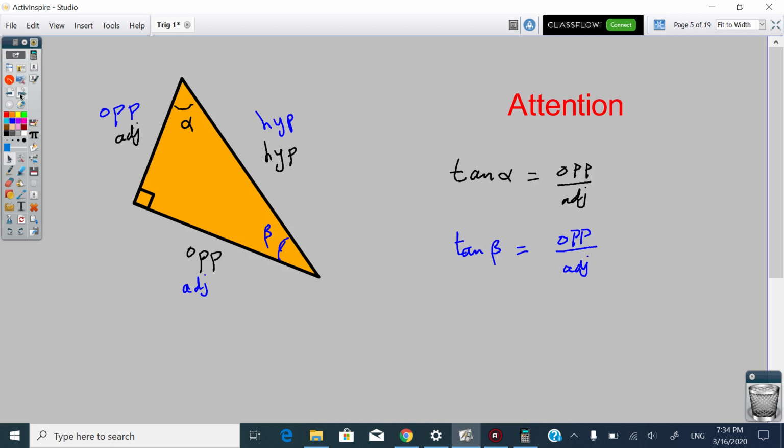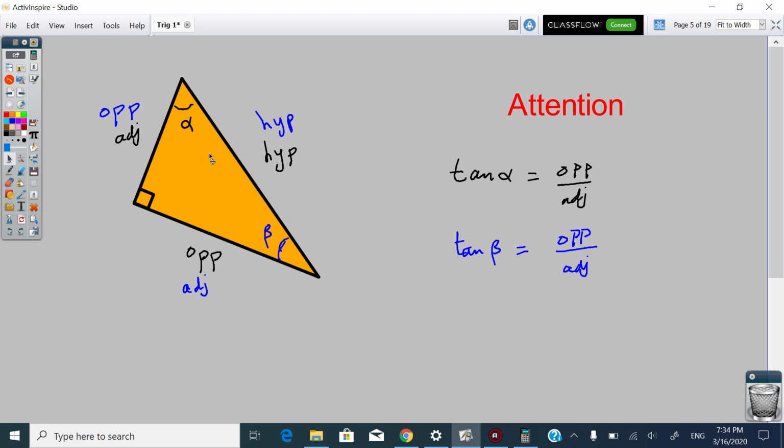But be very careful. If we're talking about the angle alpha, for example, for alpha, this is the adjacent. This side is touching the angle. But this side is never the adjacent, because this is a special side in a right angle triangle. It's the hypotenuse. It subtends the right angle. So as far as alpha is concerned, this is the adjacent and this is the opposite. So tan alpha is this side, the opposite over the adjacent.